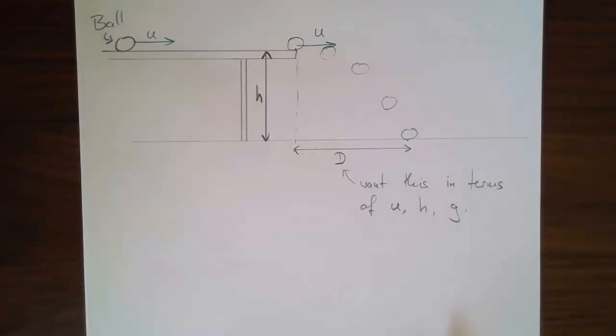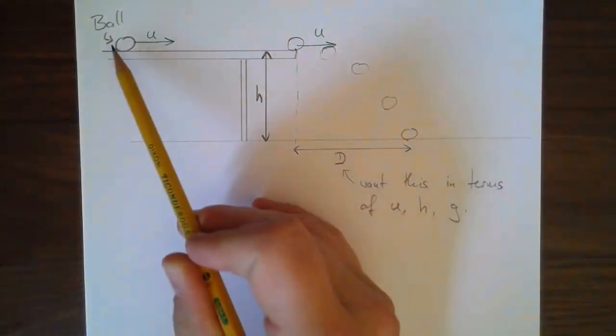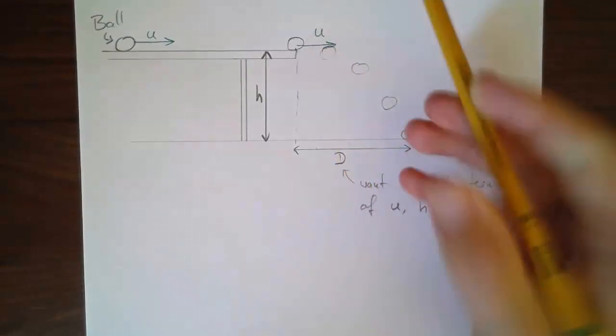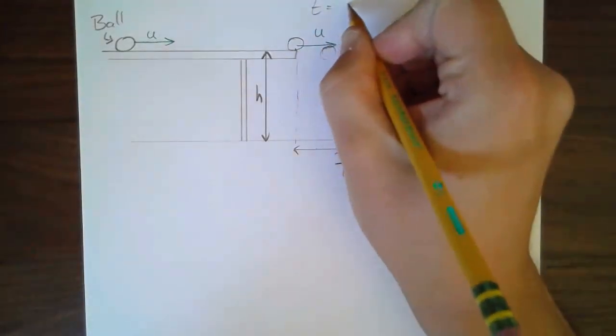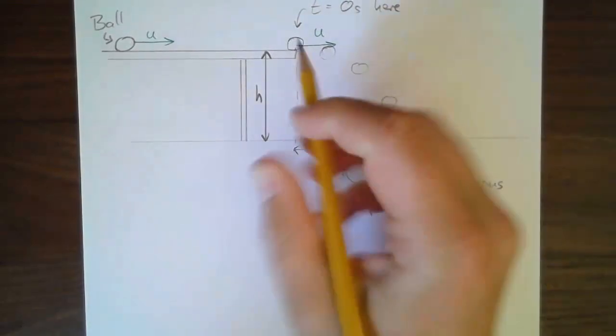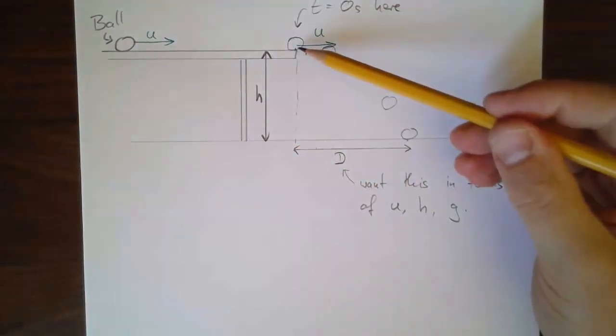Okay, so let's analyze this motion, right? So the motion up to here is boring. It's a constant velocity to the right. So this is where we really start looking at what's going on. Let's call this here our time equals 0. Right? This is when we start our stopwatch. This is when the actual motion that we're analyzing starts.